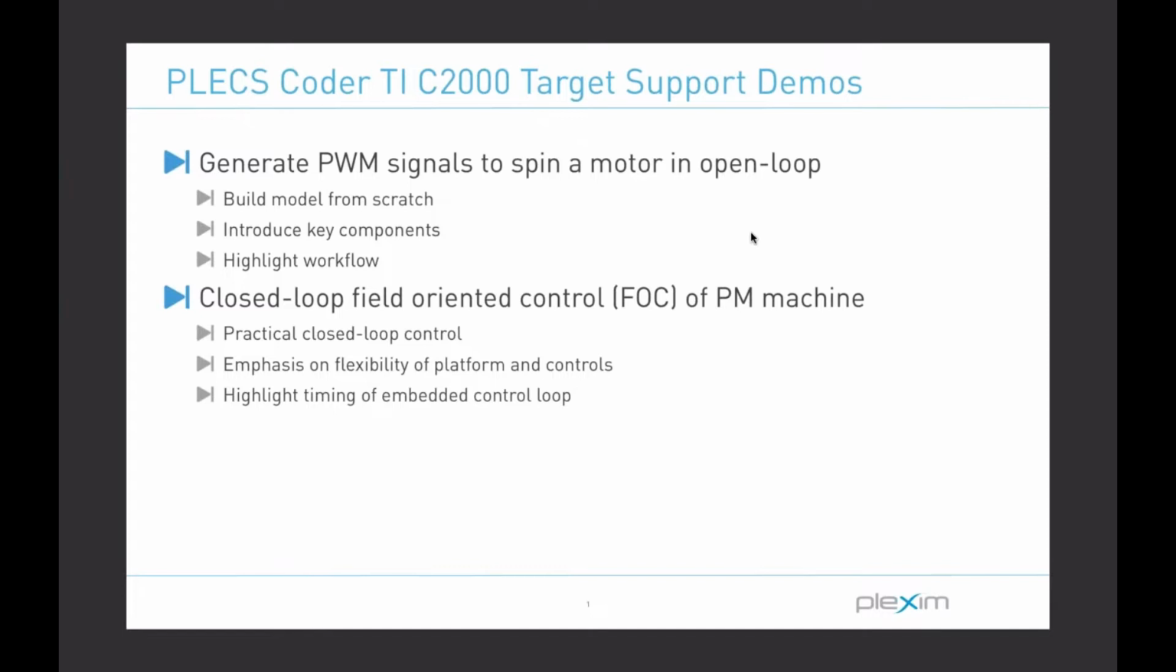So the first demo that I'll show is going to be a very simple one where we'll use the coder to generate PWM signals and spin a motor in open loop. We'll build this model up from scratch and discuss key components and focus largely on the code generation workflow.